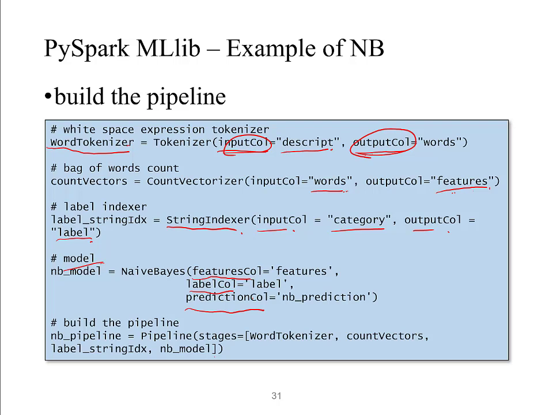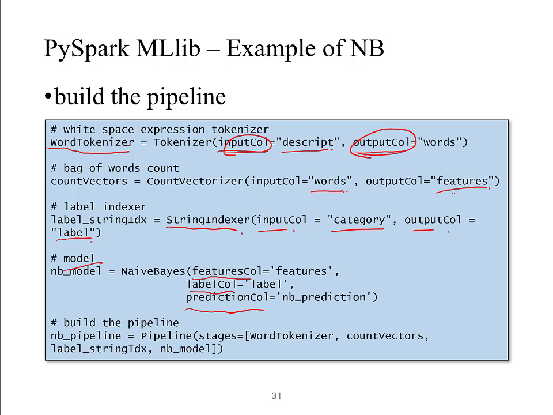Essentially, the features column is the column of feature vectors. The label column is the column of labels. These two should already be in the data frame. And the prediction column is to store the prediction result. So this column would be a new column; later you will see that when we call the transform method of the pipeline model, it will add this column to the data frame.